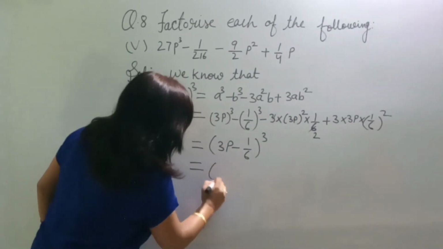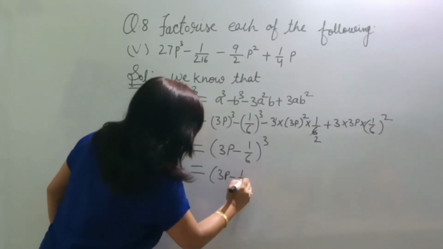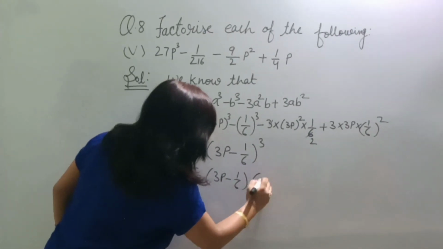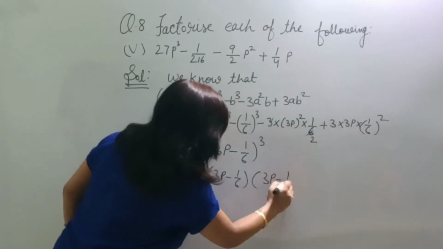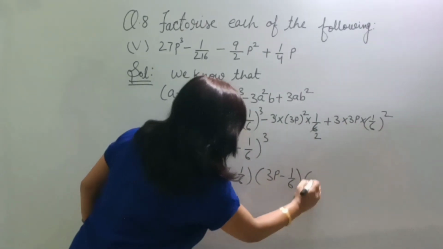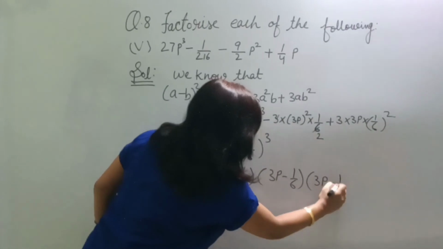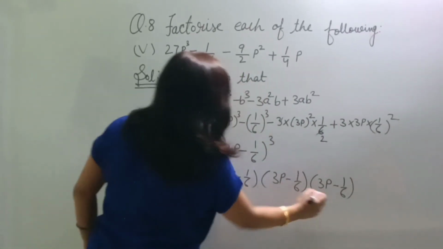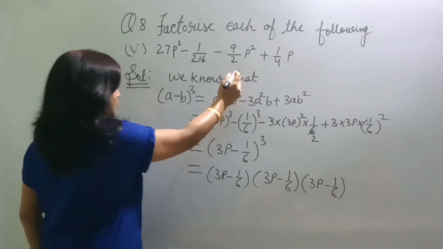Now we will do the factors. (3p minus 1 upon 6) into (3p minus 1 upon 6) into (3p minus 1 upon 6). So these are the factors of this expression.